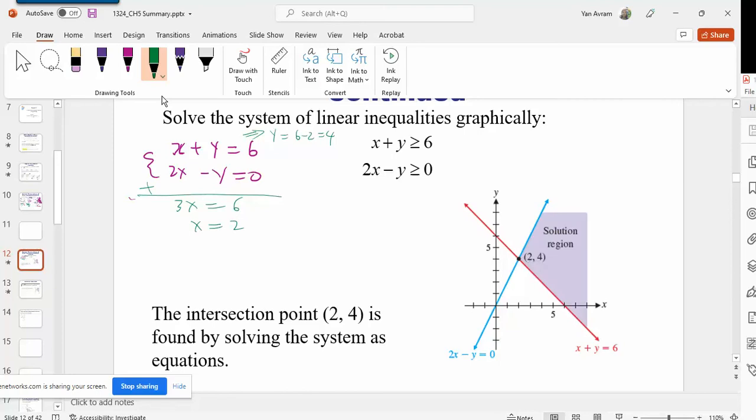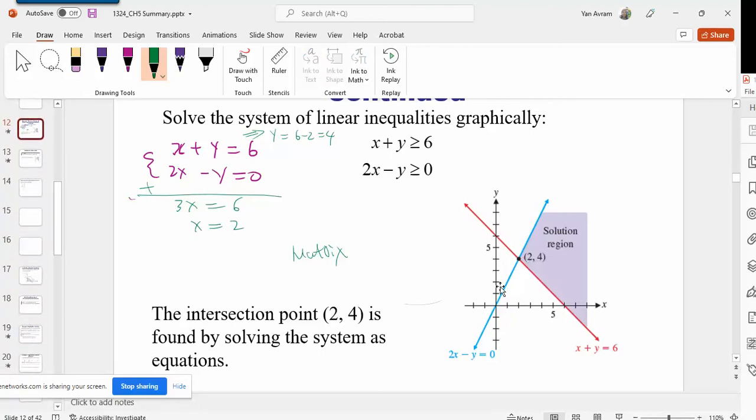You can also use the matrix to solve this one if you have a more complicated equation. But this one is so easy, so you can just use the addition by elimination method and then solve for x and y. Otherwise, if it's a more complicated system, you can use the matrix, right? We talked about the matrix last class, and I will show you a little bit later as well. Okay, and so that one is the solution in here.